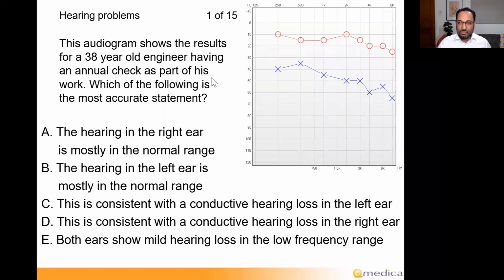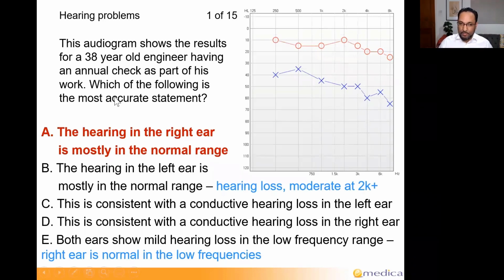So what we've got is one ear where the hearing seems to be in the normal range, but in the other ear you can see it's reduced. So it's about working out what this is, and this is where the test comes in. The right ear is always red. So the right ear is basically normal. The left ear, there's reduction. Once we get about here onwards, there's reduction. So the correct answer is A. The hearing in the right ear is mostly in the normal range. All of this is in the normal range, just right at the end it's a little bit reduced, but it's not significant loss.